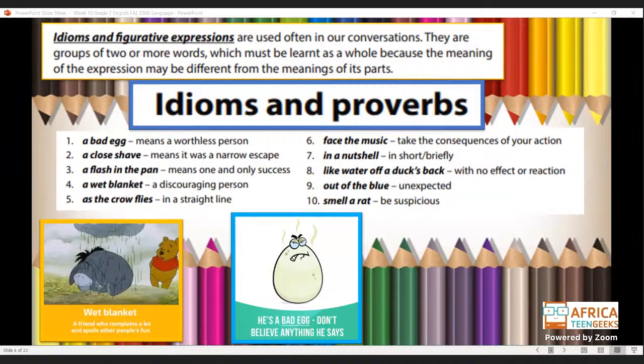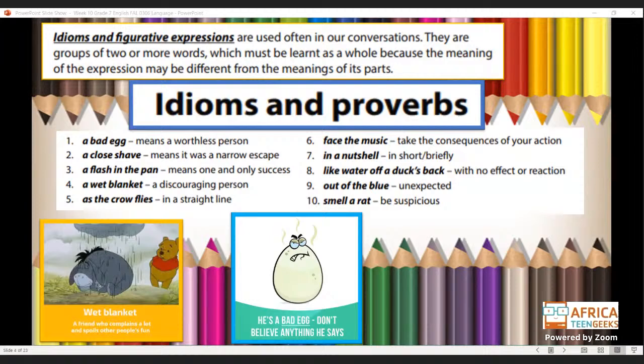Face the music. Ooh, now that is a popular one. If you do something wrong and your parents find out, or your teacher finds out, or someone in charge actually finds out, and you can't believe you maybe made a mistake or did something wrong, it's called face the music. You eventually have to go home, go back to school or go back to wherever you had been before and face the music. In other words, you have to take the consequences of your action.